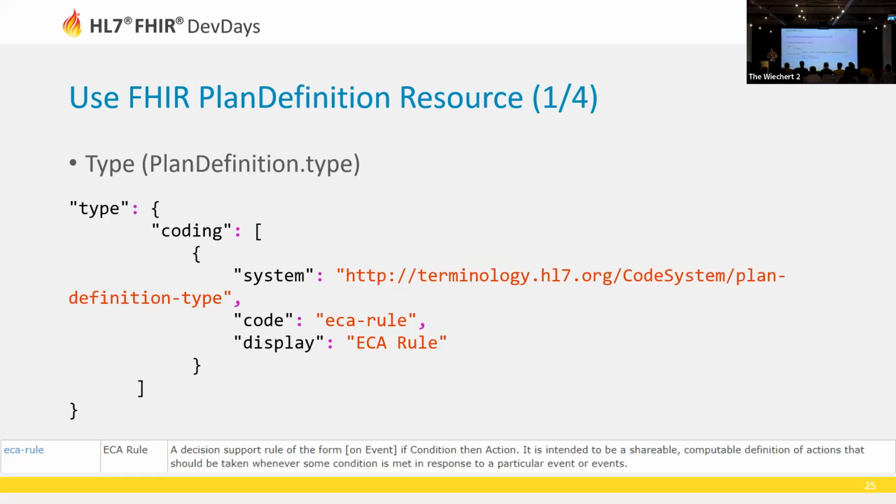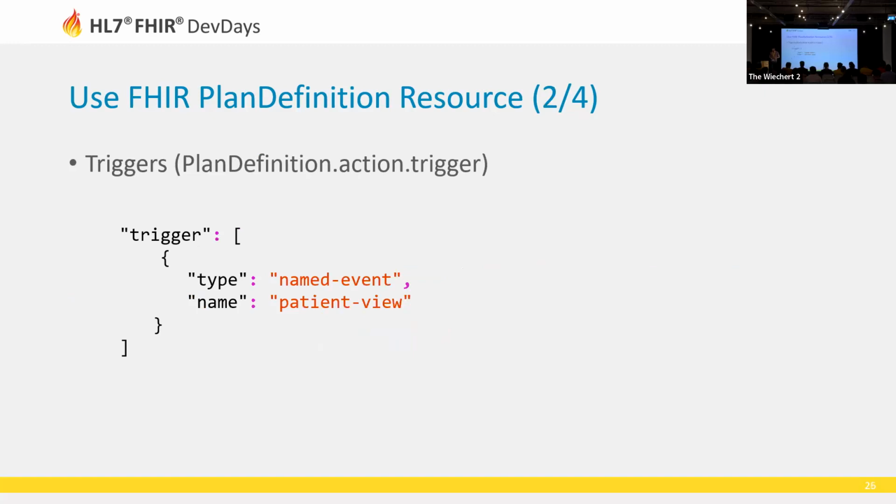So first, we use the type. We will use the type ECA rule, so a decision support rule in the form of event, condition, action. Basically, the plan definition says if you have a hook invoked, then you perform actions. And so we have the trigger on the action, which is going to be, of course, a named event for our example, and it's going to be patient-view.